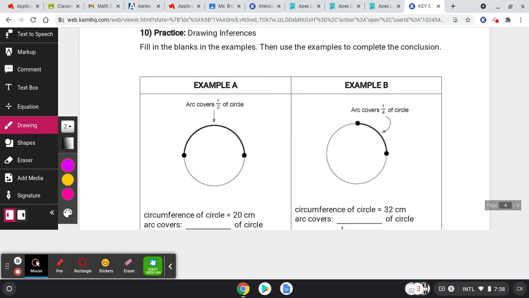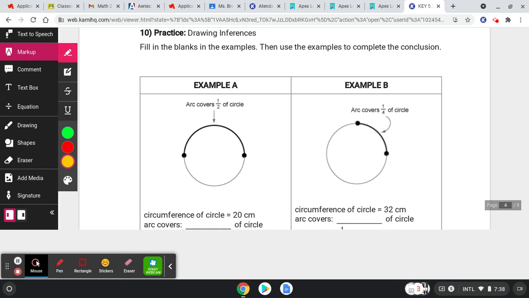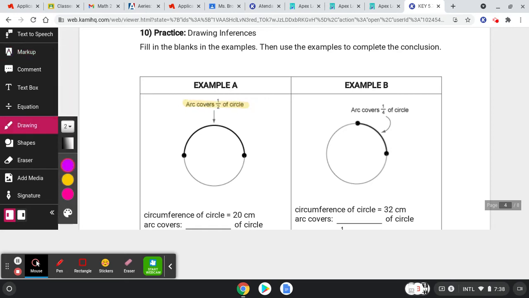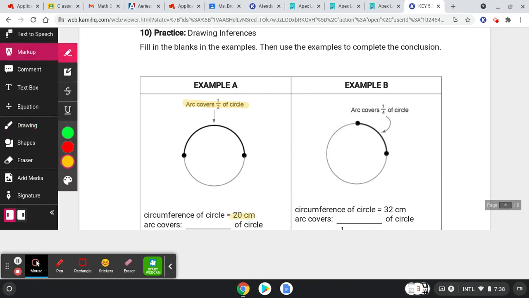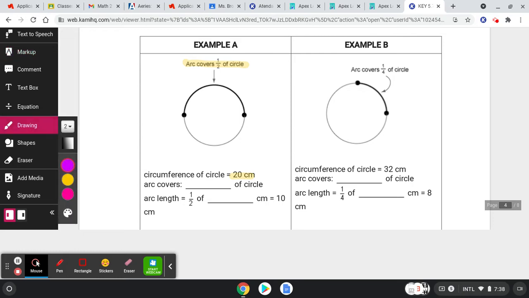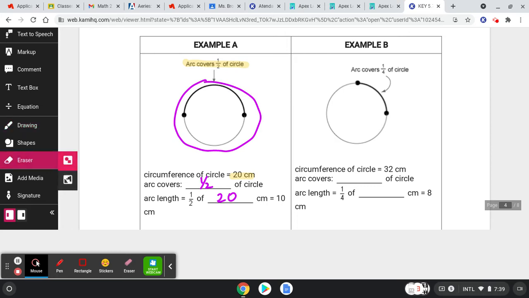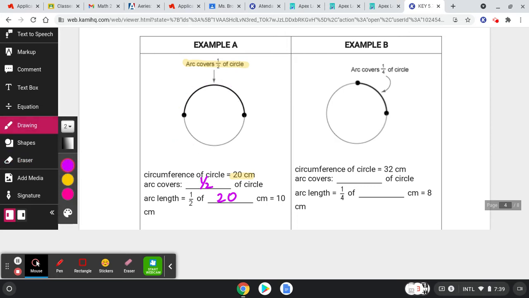So if the arc covers half of the circle, and the circumference of the circle equals 20 centimeters, then we know, like let's say this whole thing was 20, and we know that the arc covers half of that circle. So the arc length would be half of the 20 centimeters, or 10 centimeters, right? If this whole thing is 20, then half of that would be 10.